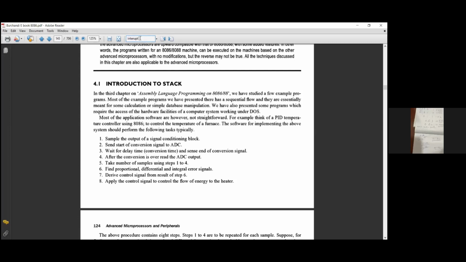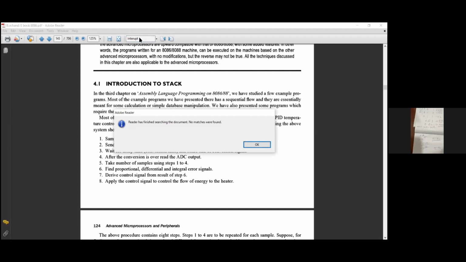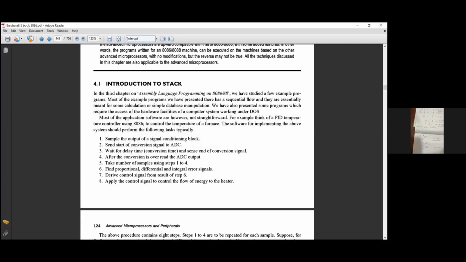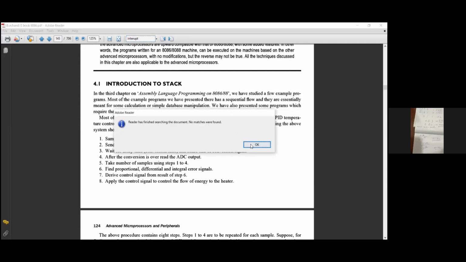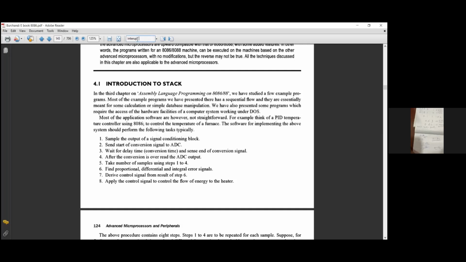How is that possible? You are given the space, I think. After interrupt, there is a space. Just release the space, backspace. Okay, I'll check. There is an interrupt table. Just let me see.